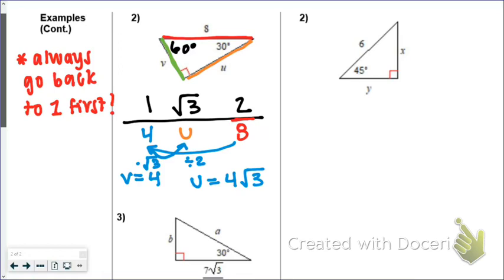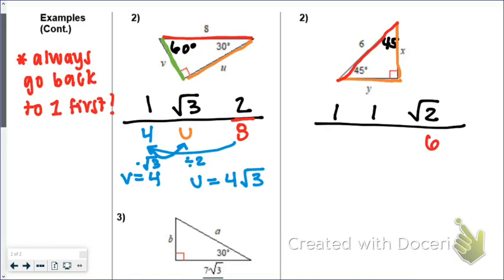The next one is a 45, 45, 90. So again, we only have our 2 legs and our hypotenuse. But this example is a little bit different because it gives us our hypotenuse. So again, we have our ratio of 1 to the square root of 2. And I'm just going to fill in my information. I know that my hypotenuse is 6. And so my legs are just going to be x and y.